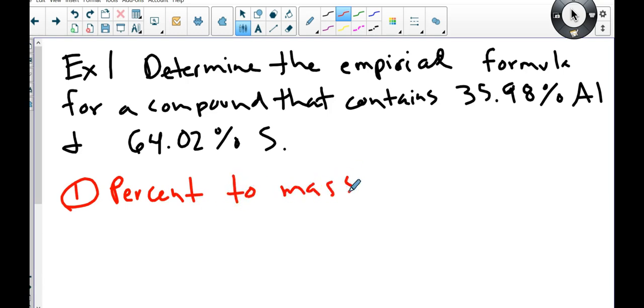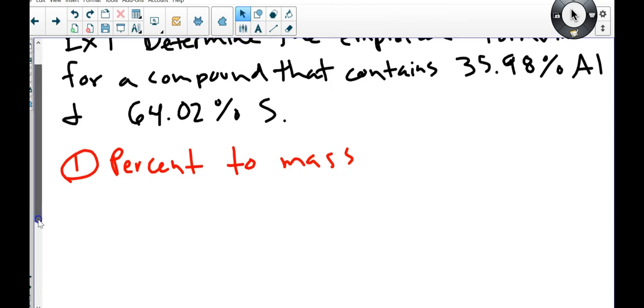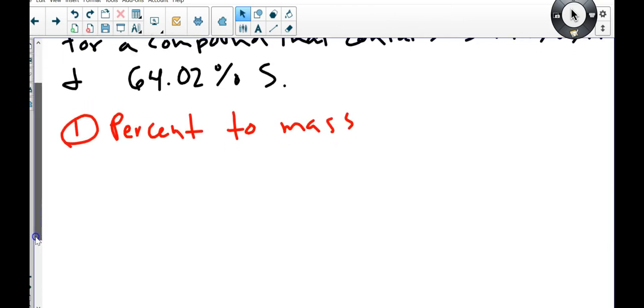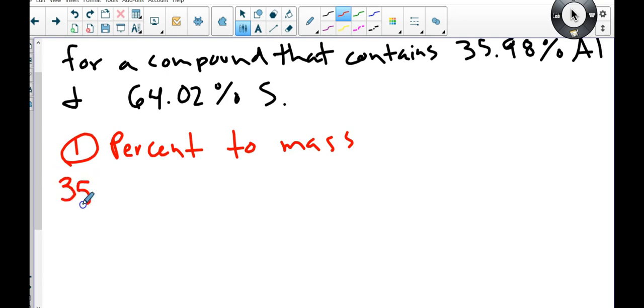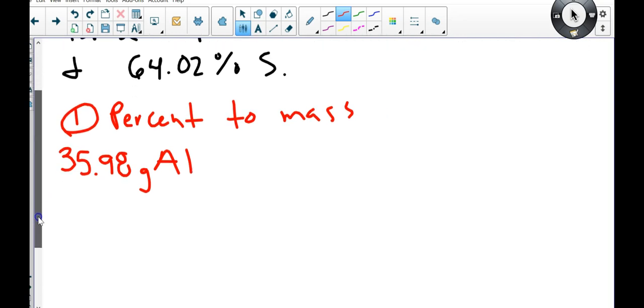This is the easiest step because what you're going to do, you're going to take the percent and you're honest to God just going to change it to mass. So I'm going to go 35.98 grams of aluminum. Tough stuff, huh? It's not hard, but here's the thing. If you can't remember the little poem, you're not going to know what to do. So that's going to be something you need to study.